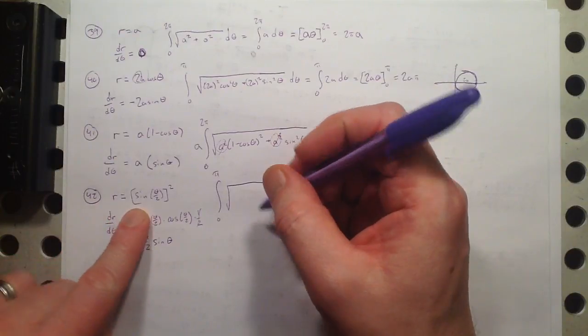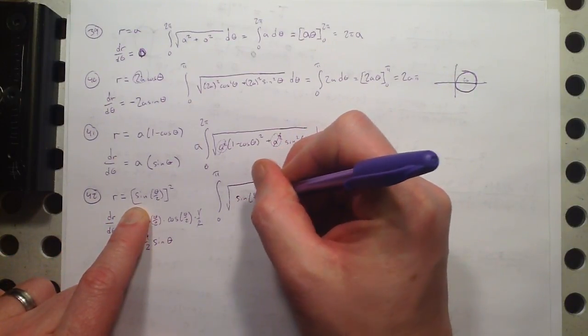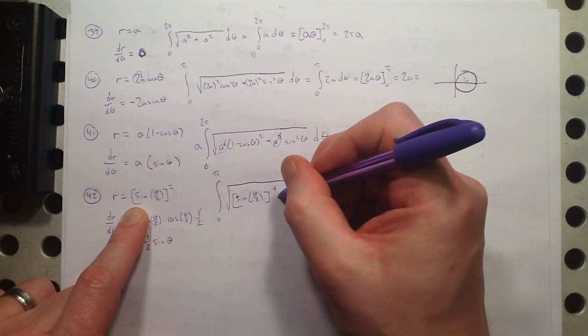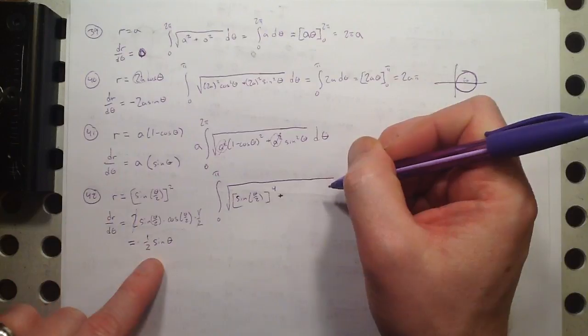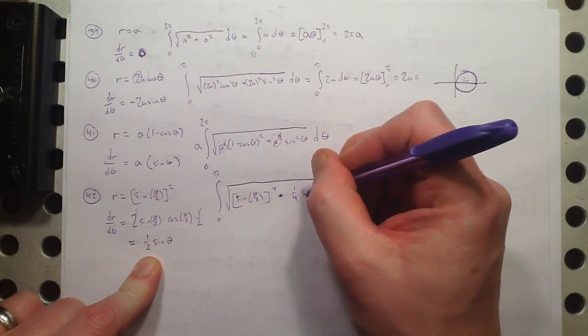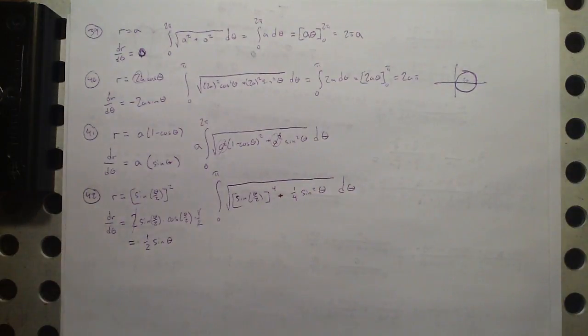So I need r squared, so that's sine of theta over 2 to the 4th plus dr d theta squared, and that's 1/4 sine squared theta. And I'm definitely going to leave that like that.